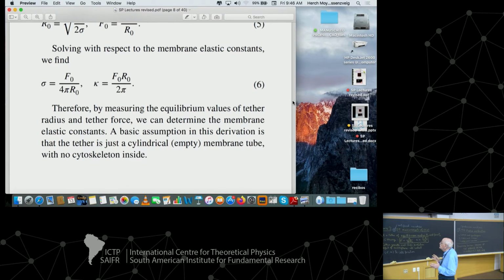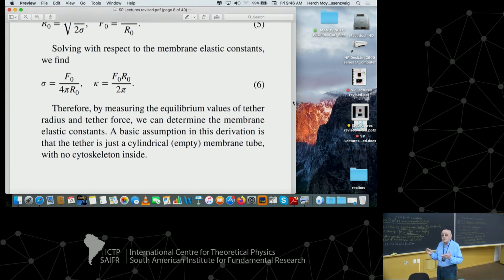There are two assumptions here. One is that the tether is just an empty cylindrical membrane tube with no cytoskeleton inside. That is not quite correct, but the effect of having actin and sometimes tubulin inside the membrane is not yet determined. And the other assumption is that the initial contact between the microsphere and the cell is just a point. And that's not realistic either.